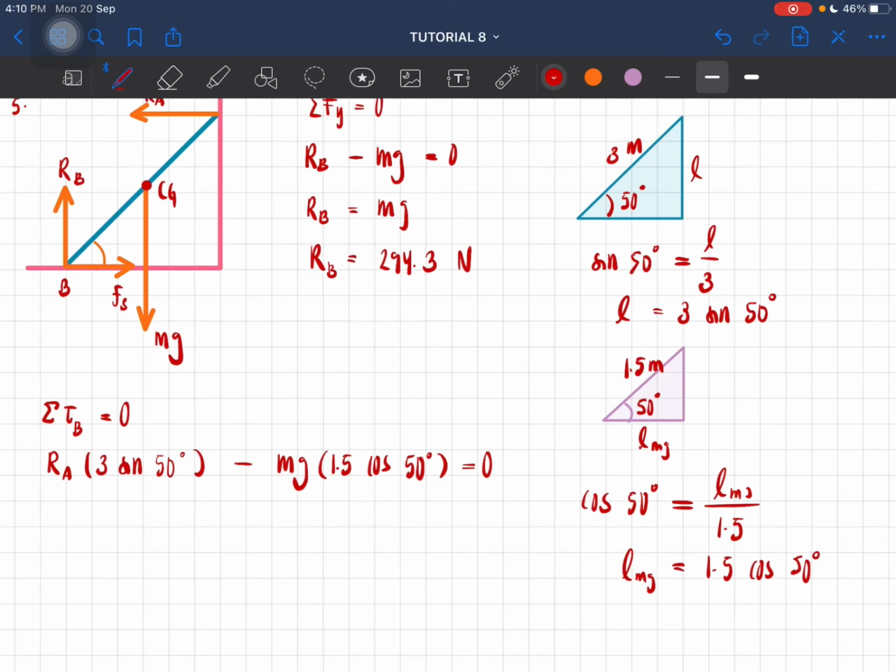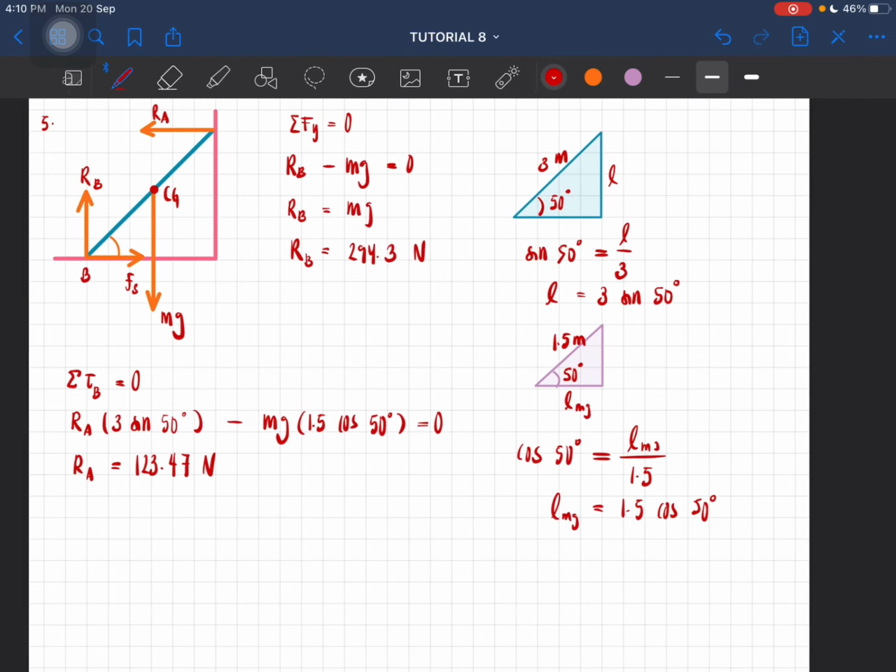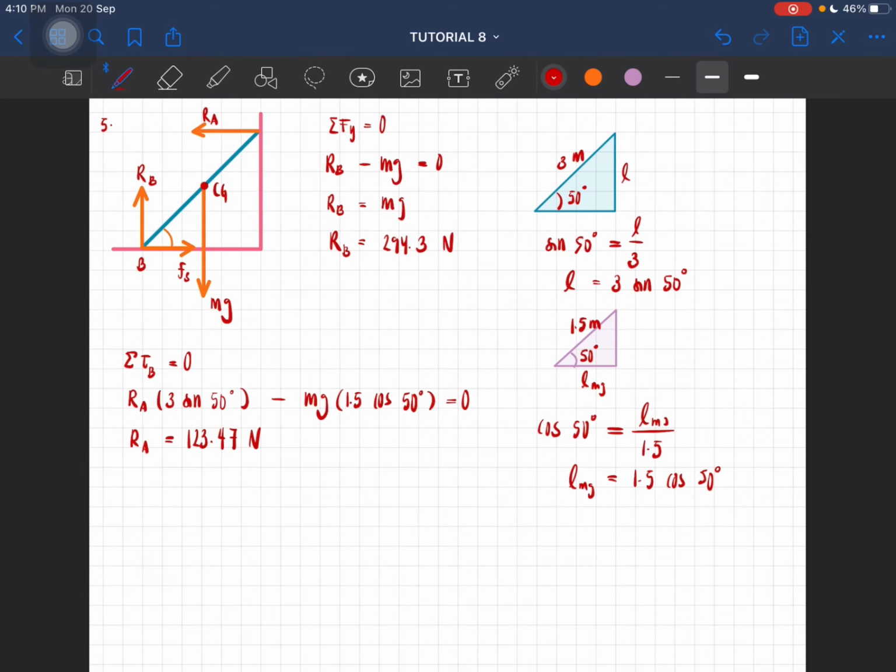So this one you can calculate, rearrange. You should get the reaction force to be equal to 123.47 Newton. Okay? Okay, so that is question B.